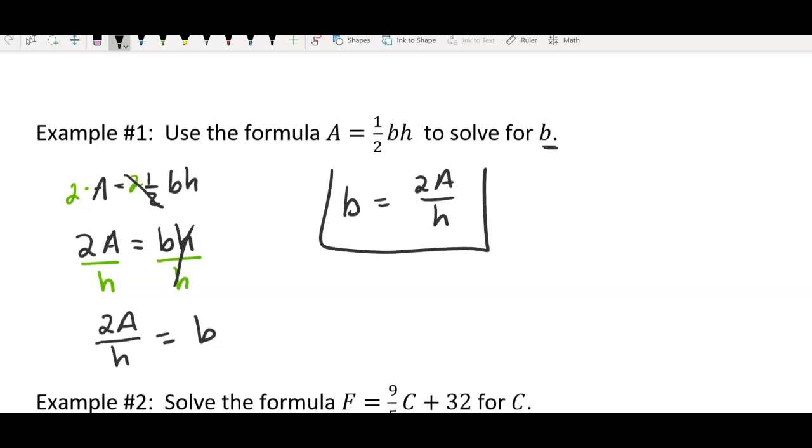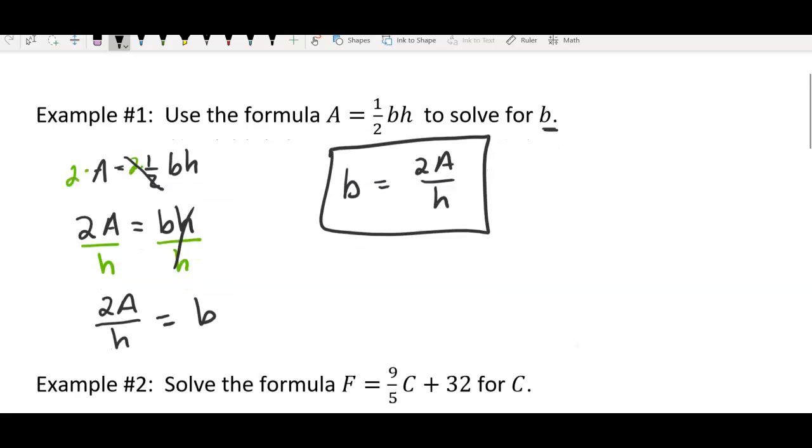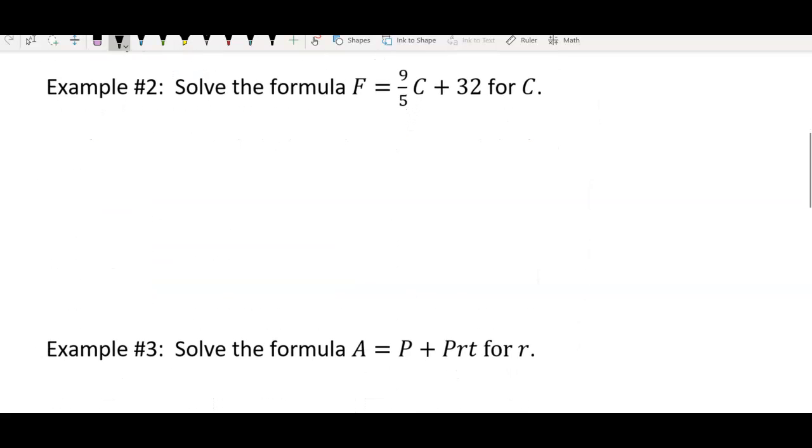And so you might have a question, well, why would you want to do something like that? Say you had a lot of data for A and a lot of data for h, but you were trying to find what b was, and you were going to do this a bunch of times. Well, by solving for b, we can put this equation in a computer, put in the data, and then it can calculate those things for us. So it's one way you might use it.